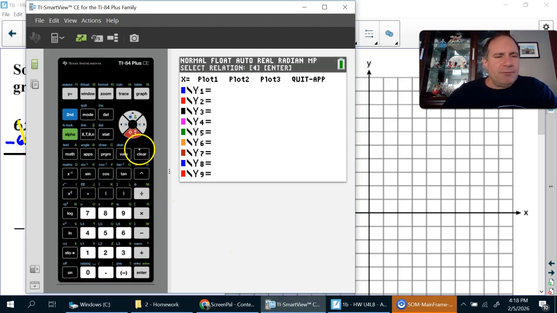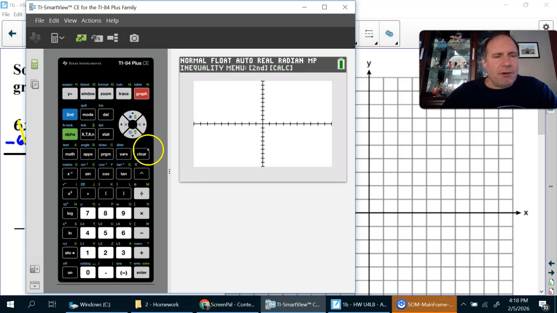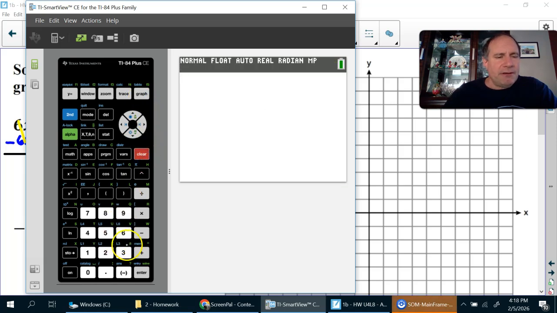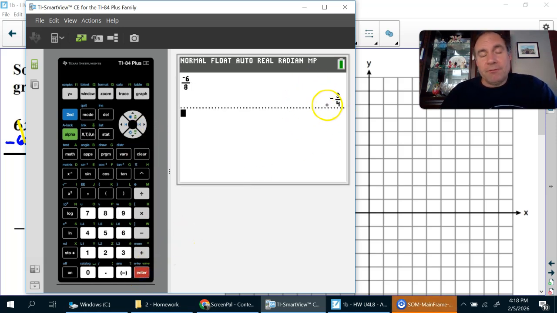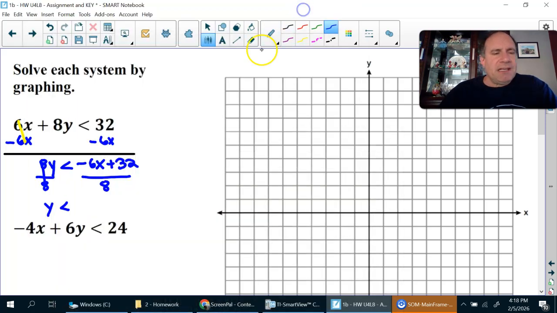If you want to, you can go to your calculator, clear it out, and press alpha x. You get negative 6 over 8. If you put that directly in and press enter, it'll reduce it for you, which is really nice to have in this calculator. So it is negative 3 over 4. This is negative 6 divided by 8, which is negative 3 over 4, and don't forget to put the x next to it.